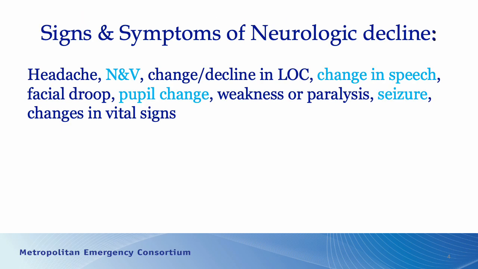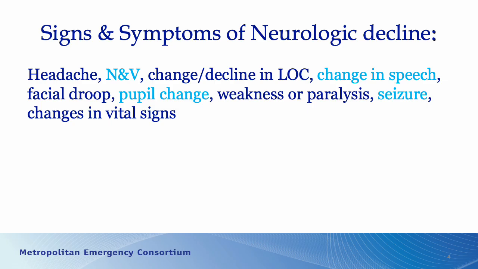So signs of symptoms of neurologic decline, we think about headaches. Patients could have a hemorrhagic stroke with a severe headache. Nausea and vomiting is an important component, particularly in the posterior circulation. Is the patient having a decline in the level of consciousness? So sometimes with a stroke, particularly a hemorrhagic stroke, they can have change in their level of consciousness, and it can get worse. What is their speech like? Do they have facial droop? What are the pupils like? Do they have weakness or paralysis?